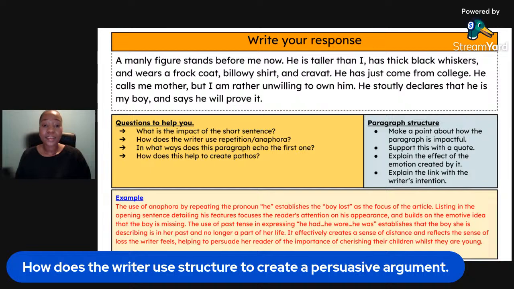In what ways does this paragraph echo the first one? So if you look at this paragraph and you look at the very first paragraph, there are similarities there, okay? And again, how does that help to create a sense of pathos? So have a go at this one.